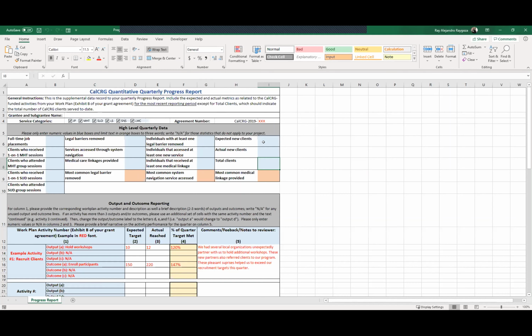And the only metric here that is not specific to the quarter is this total clients. So in here, we would like to know what's the total number of clients that you've had since we started the agreement, so you have to date. So this number will obviously keep increasing, but just keep that in mind. Remember that when we say total clients, it's total clients for the entirety of the project.